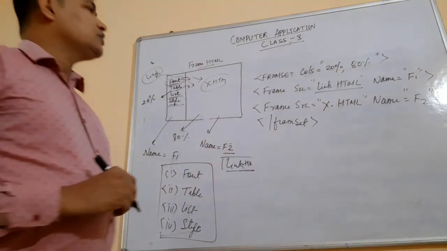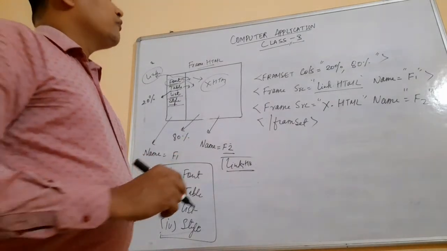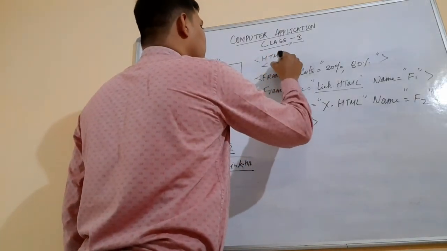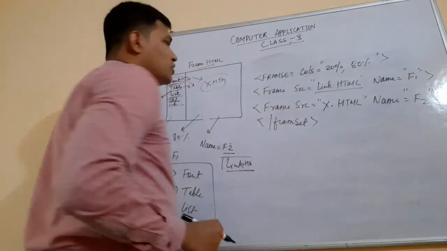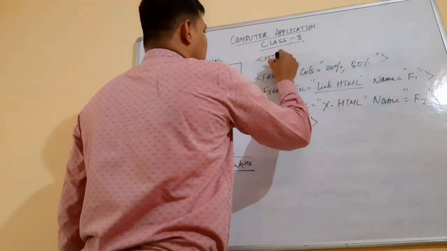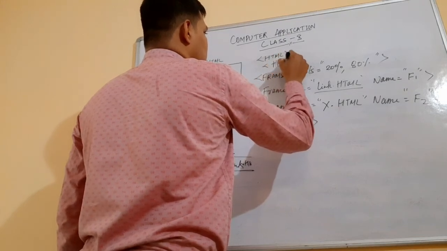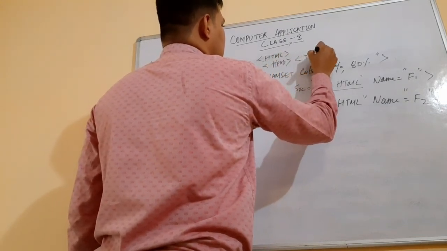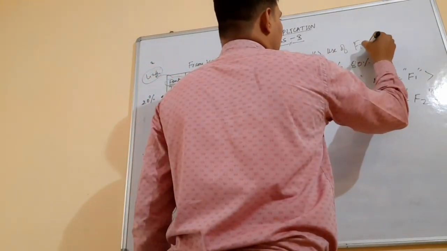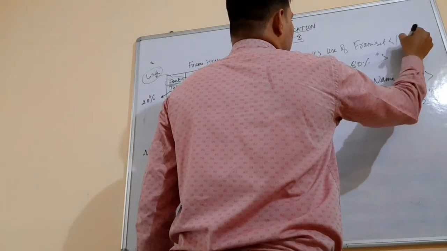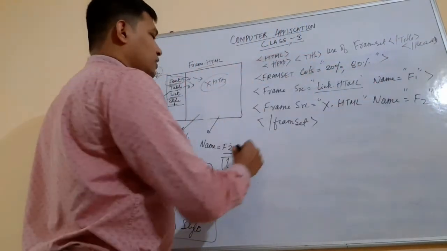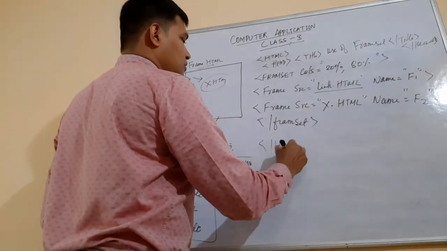One more thing that I want to clarify, students: whenever you want to use a frame, you have no need to define the body. So first of all, you just write HTML, then head, then title, then the frameset or anything else that you want to write. Then the head will close, and after that the frame will start. Okay, and after that at the end HTML will close.